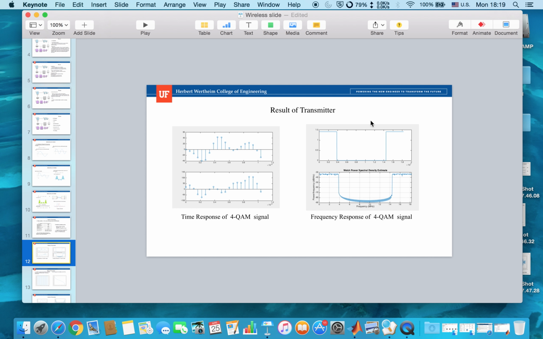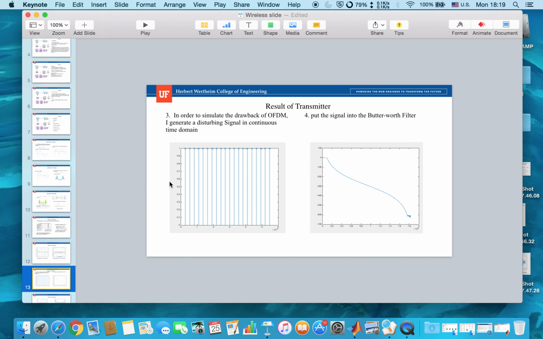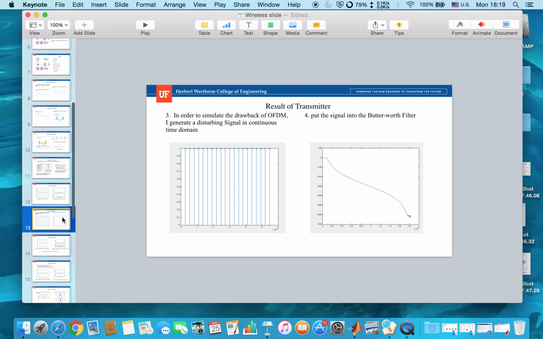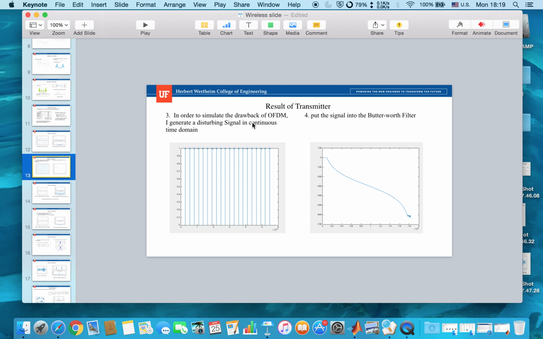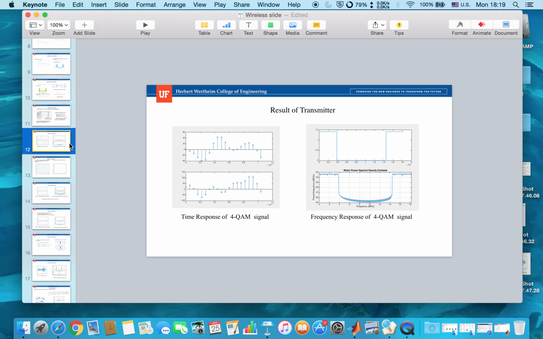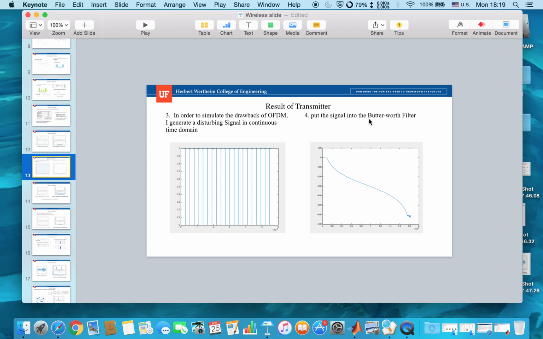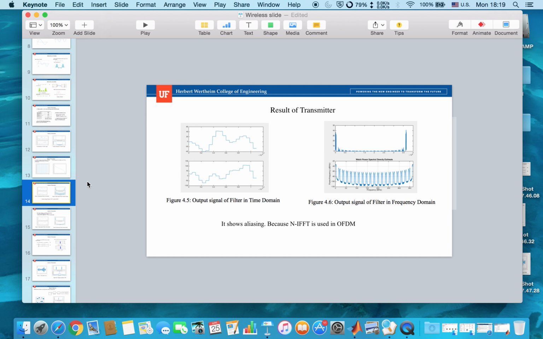Then we need to transmit this signal. In order to simulate the drawback of OFDM, I generate a disturbing signal in the continuous time domain, like this. This is noise. Then I put the noise added to the original signal into the Butterworth filter. You can see the Butterworth filter is like this, and then we get the output. This is the output signal in the time domain, and this is the output signal in the frequency domain. It shows aliasing because NFFT is used in OFDM.